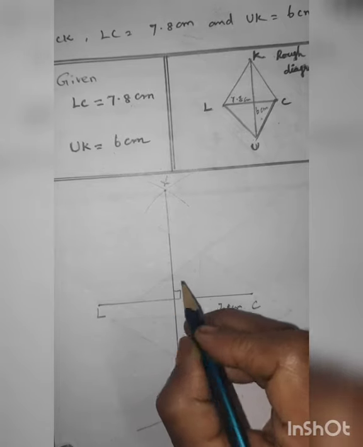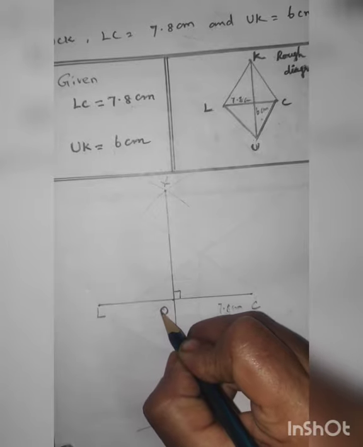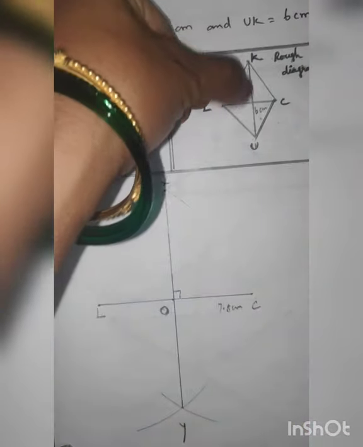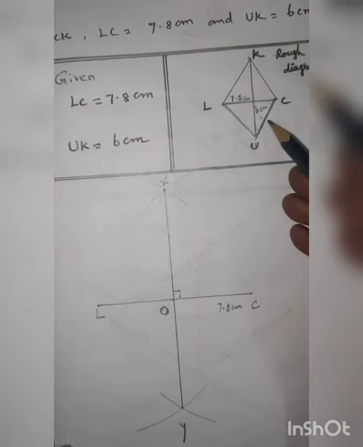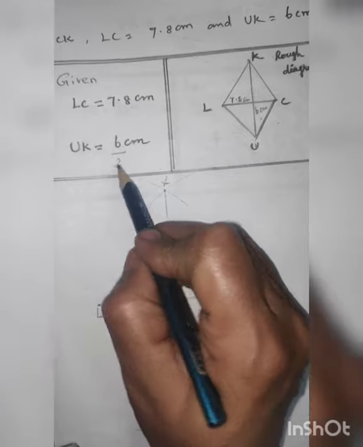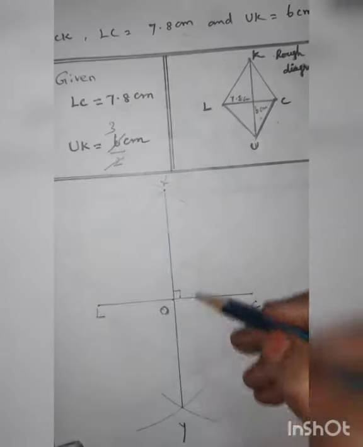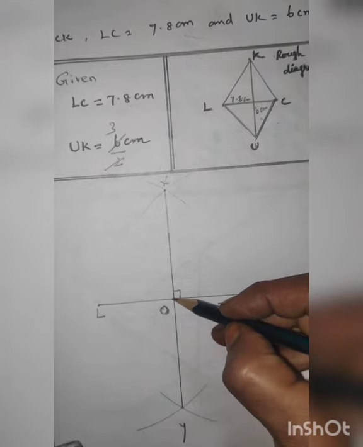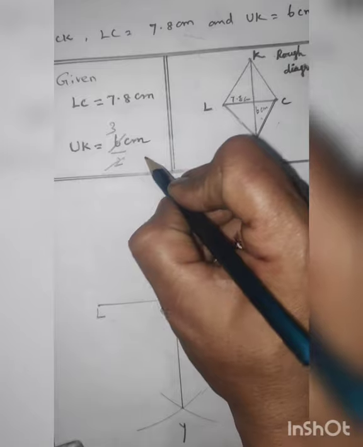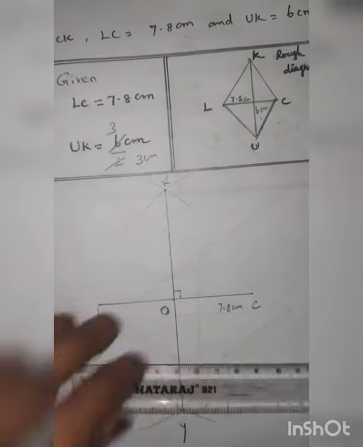So put it in one box. What do you write at this meeting point? Write O. The meeting point is O. What is the length of KU given there? 6 centimeters. So this number must be divided by 2. 6 by 2: 3 2s are 6. So from this point O, keep the compass, measure 3 centimeter and cut the line at 3 centimeter. See there.